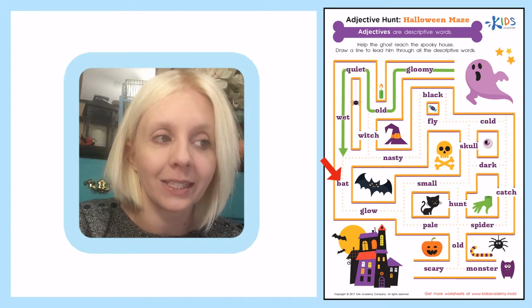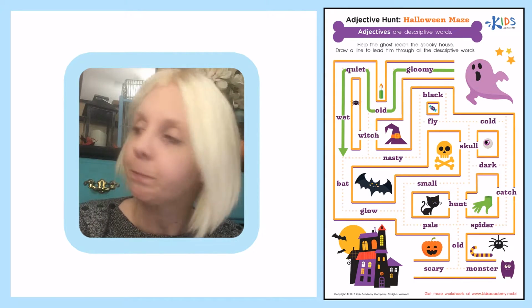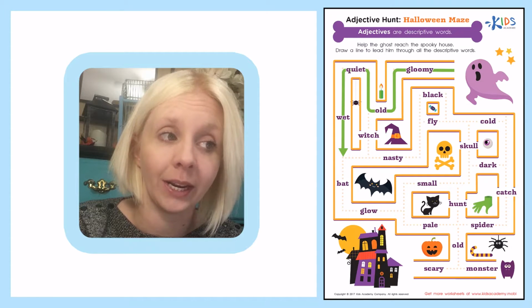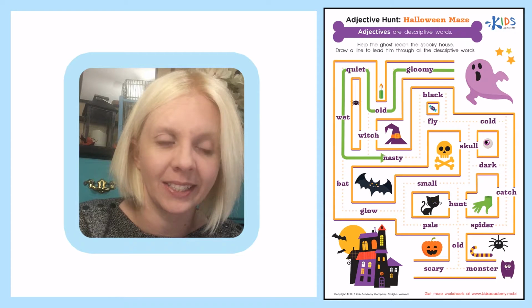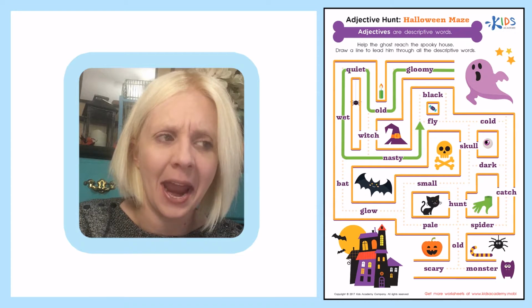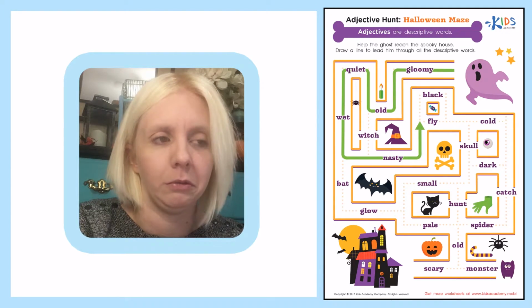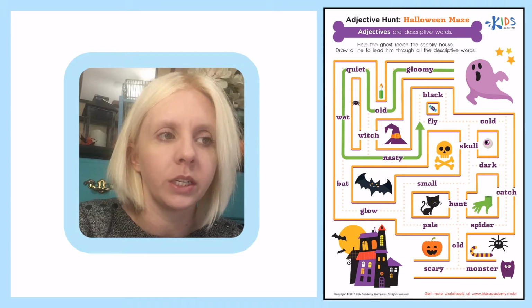This one is bat. Is bat a descriptive word? Nope, bat is a noun. It is a person, place, or thing. So we're going to go on to the next one. The next one is nasty. Ooh, look at that nasty piece of broccoli. Ooh, nasty. Okay, go on to the next one.